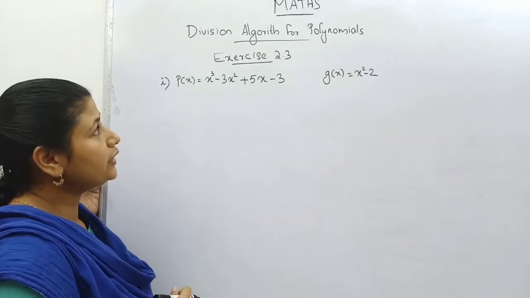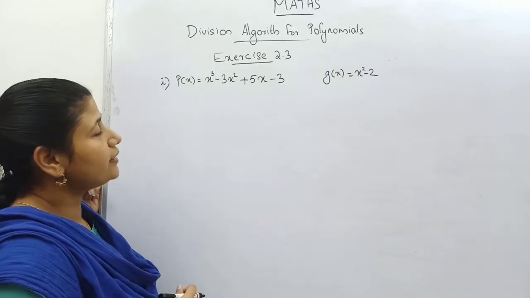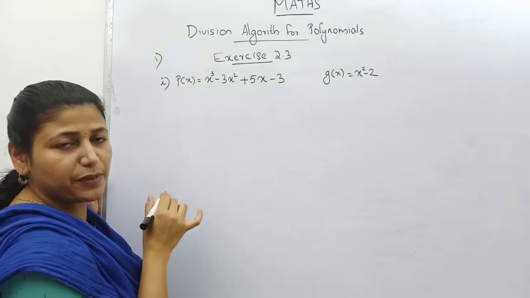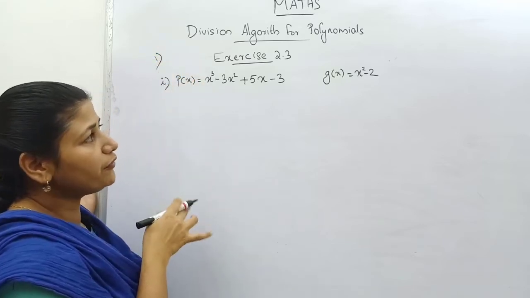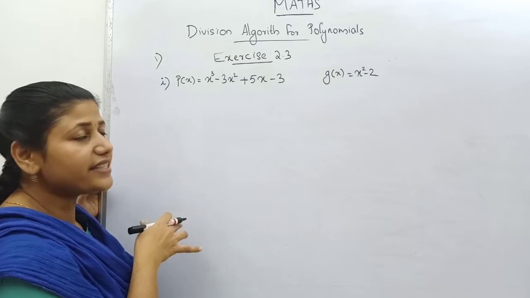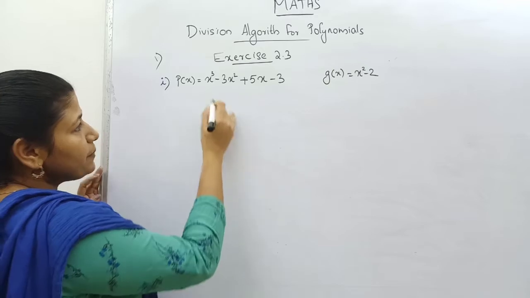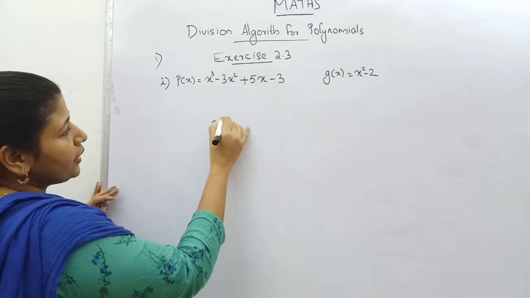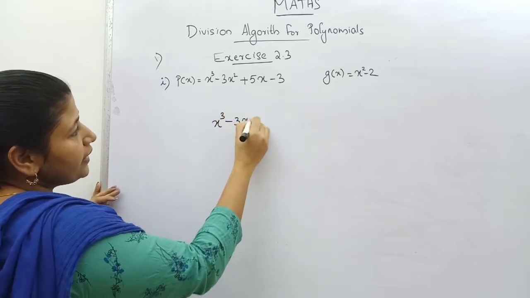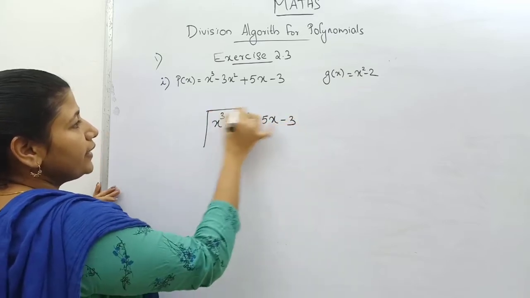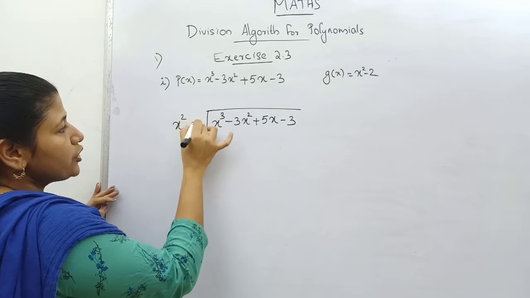Next we will do exercise 2.3. In this, the first question, we are given two polynomials p of x and g of x, and we want to divide these two polynomials and write the quotient, remainder and all. So we are going to divide p of x by g of x. Then you can write x^3 - 3x^2 + 5x - 3 divided by x^2 - 2.